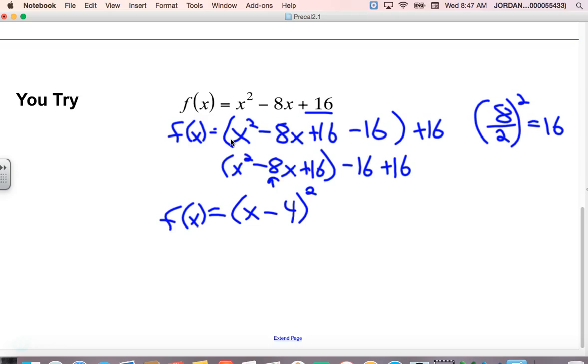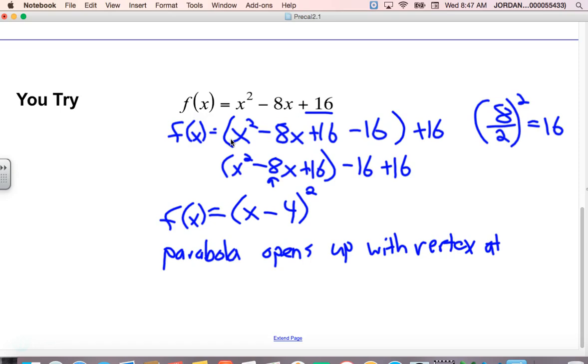Alright, so to describe this parabola, well, it's a parabola that opens how? Well, the number in front of the parentheses is positive, so it's going to open up with a vertex at, remember, use the opposite of the sign on the inside, so positive 4, and use the number that's added on the outside, 0. So this parabola has a vertex at 4, 0. Alright, let's roll on.